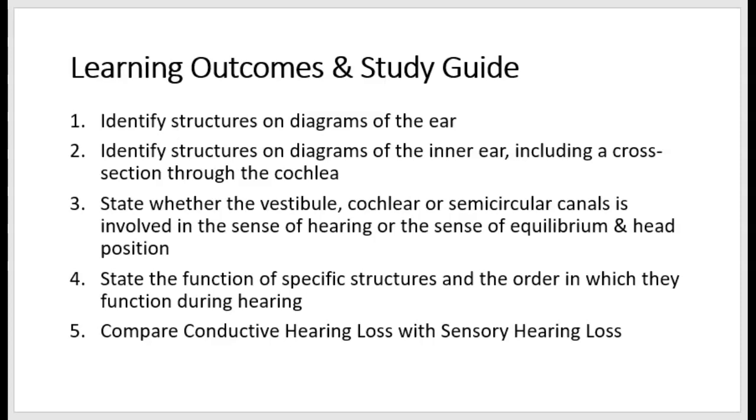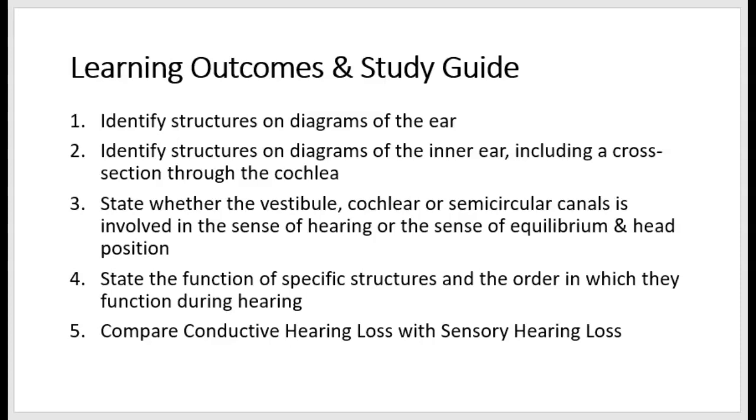So please use the learning outcomes listed in your lab manual as a study guide to prepare you for the quiz that you're going to take after this lesson. Notice that the first two learning outcomes focus on anatomy of different regions of the ear. Number 1 says identify structures on diagrams of the whole ear, and then number 2 specifically asks you to pay attention to structures in the inner ear, including a cross-section through the cochlea. And then learning outcomes 3, 4, and 5 deal with the functions of the ear.